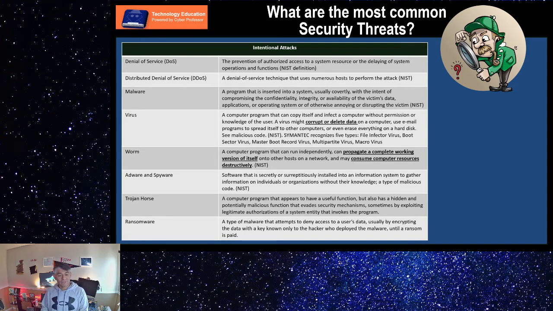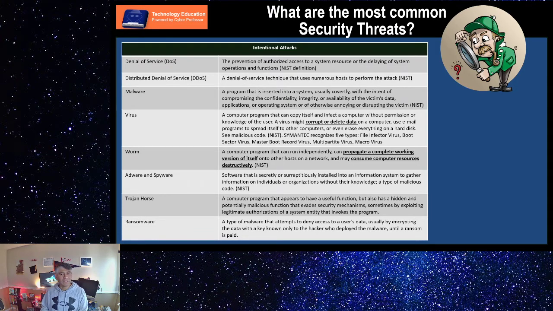Adware and spyware, software that is secretly or surreptitiously installed into an information system to gather information on individuals or organizations without their knowledge, a type of malicious code. Trojan horse, a computer program that appears to have a useful function but also has a hidden and potentially malicious function that evades security mechanisms, sometimes by exploiting legitimate authorizations of a system entity that invokes the program.